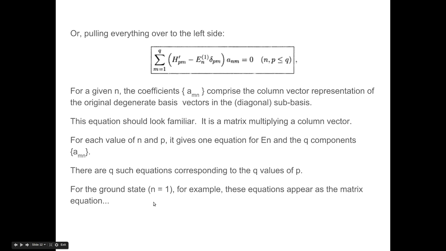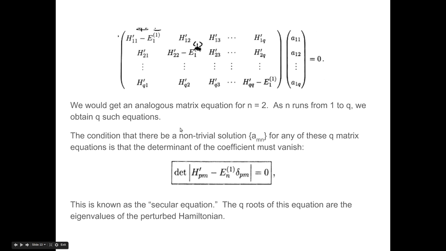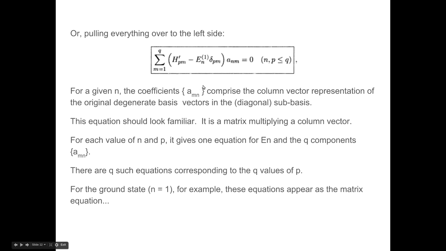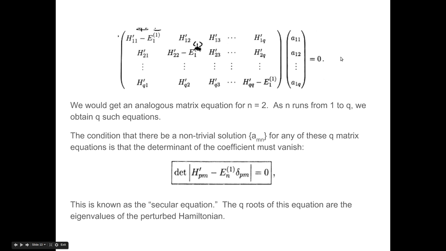For the ground state, let's say for n equals 1, you can write down these equations in matrix form. In matrix form, it would look something like this. You see all my Hamiltonian matrix elements, and then here I'm subtracting off the piece coming from E multiplying the identity matrix.